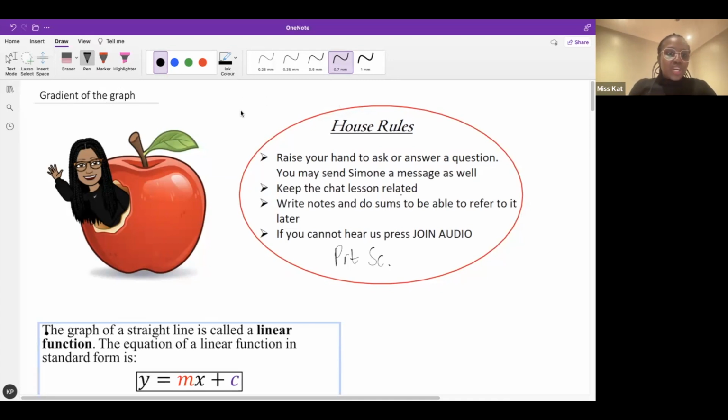Today we are working with the gradient of a graph. All right, we have a lot to do, so I'm going to get started.